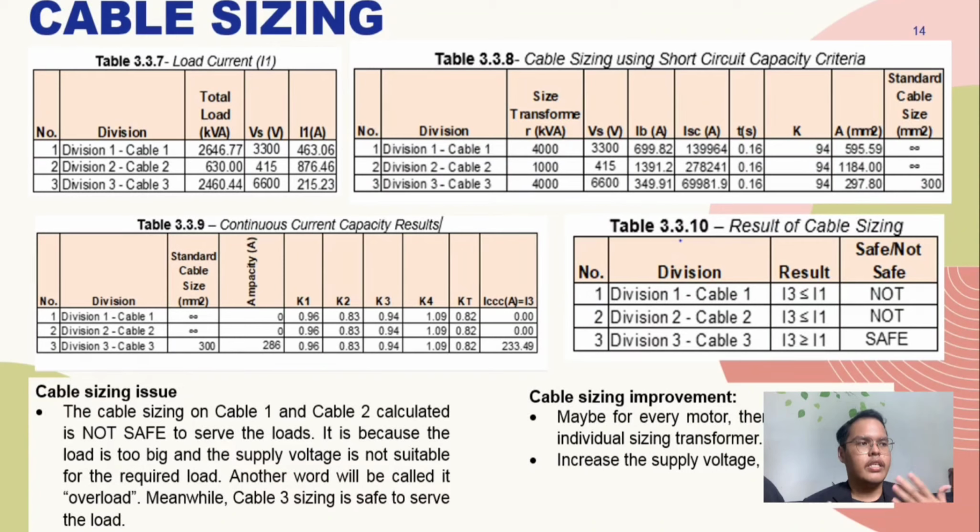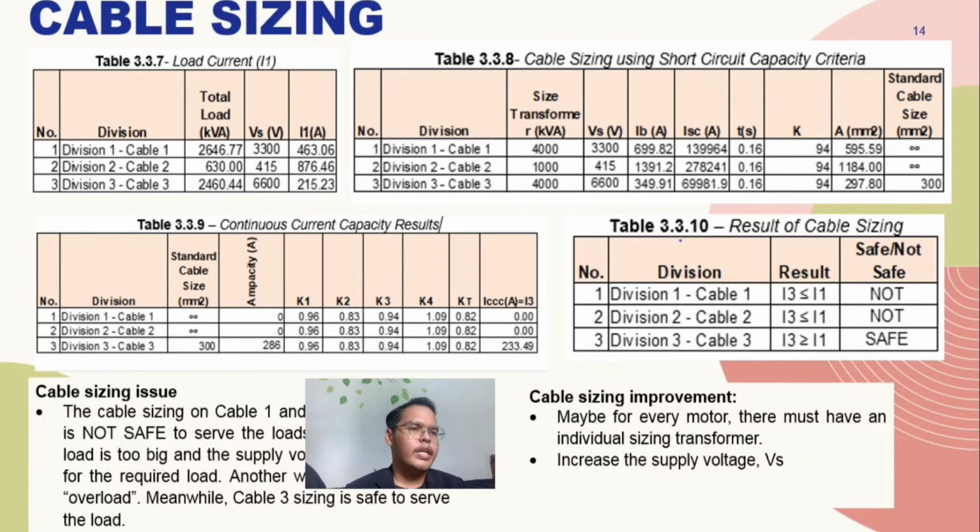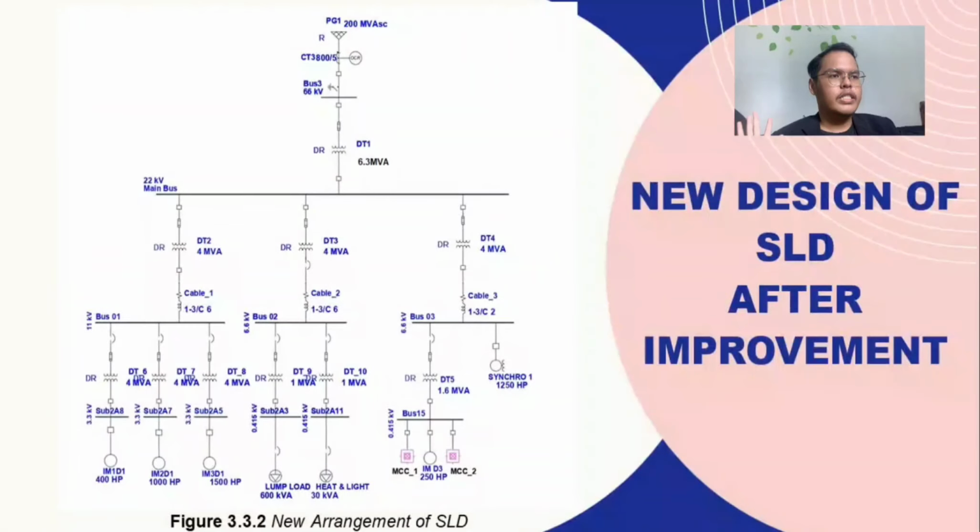For the discussion, division 3 with cable 3 is safe because the I3 is bigger than I1, which is the load current. For transformer 2, cable 1 and cable 2, we must make some improvement, maybe by increasing the supply voltage, because of the overload. We must use an individual sizing transformer for every motor. So this is the design after we do the improvement, the change of the main transformer, where the voltage supply is 22 kilovolt, and DT2, where we use an individual sizing transformer on the load.